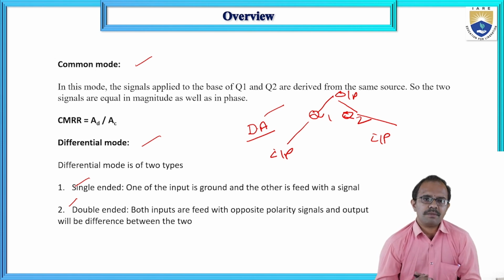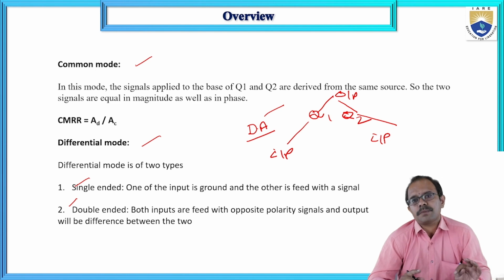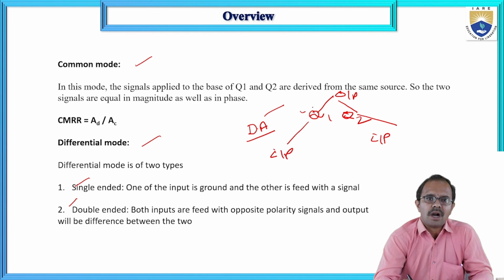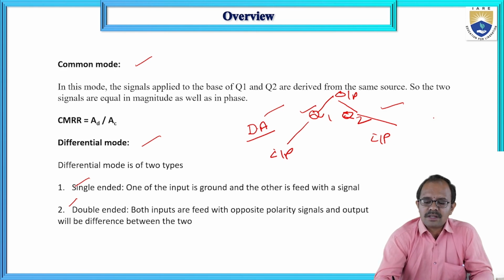And coming to the differential mode of operation, in the case of single-ended, only one input is provided among the two transistors. Either Q1 or Q2 will get the excitation. What about the other transistor? That remains grounded. The other transistor will never get any excitation. Ideally speaking, that will be grounded. So that is called single-ended.